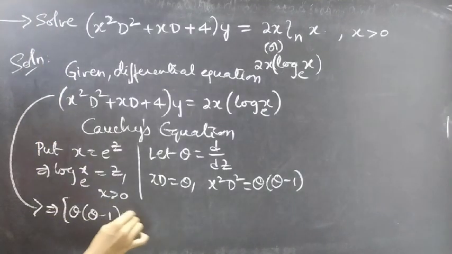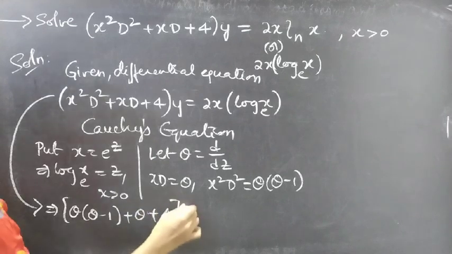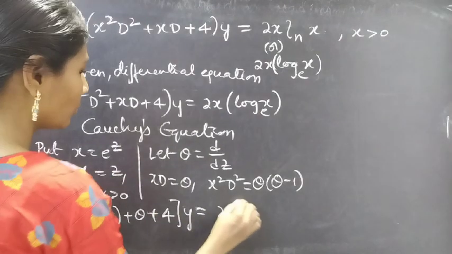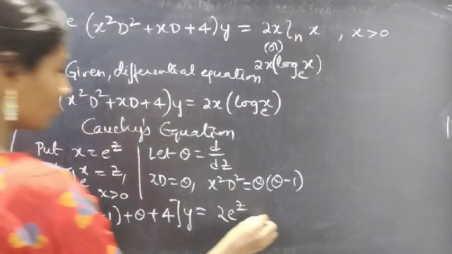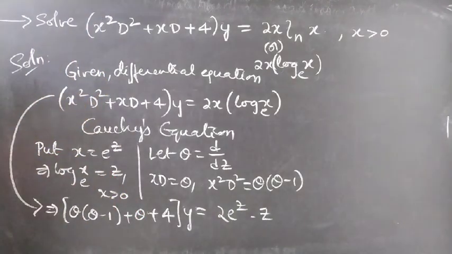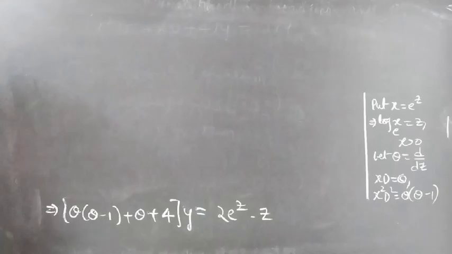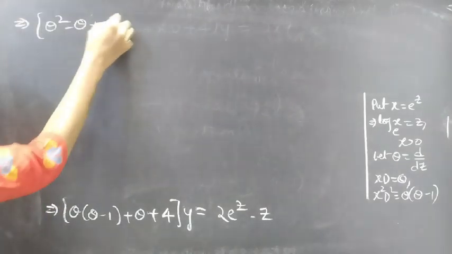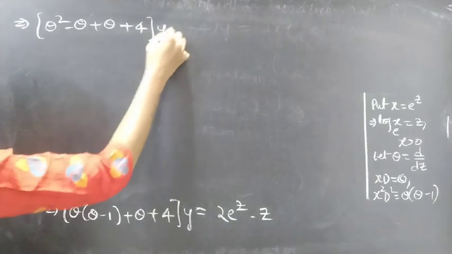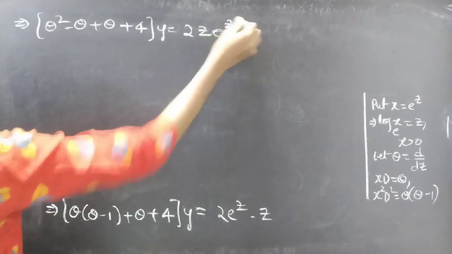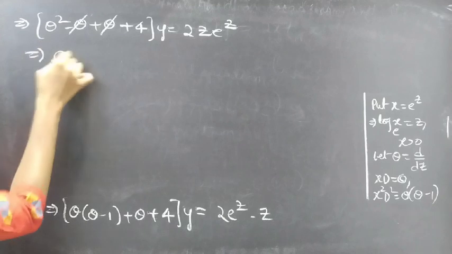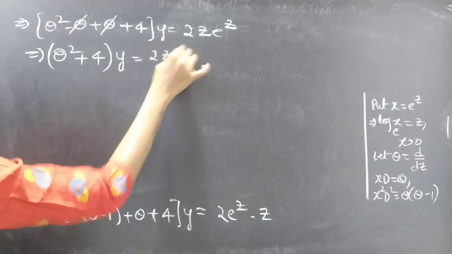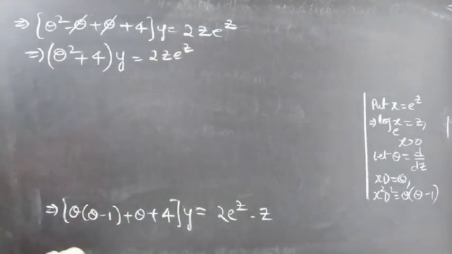(θ(θ − 1) + θ + 4) y = 2 into, replacing x by e^z and log x to the base e by z. Now this equation becomes (θ² − θ + θ + 4) y = 2z e^z. Here minus θ plus θ gets cancelled, and we'll get (θ² + 4) y = 2z e^z. See, we got constant coefficients, right?